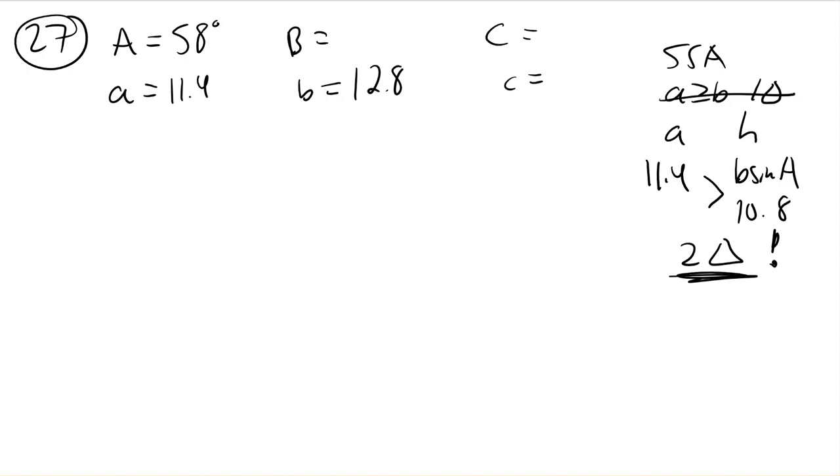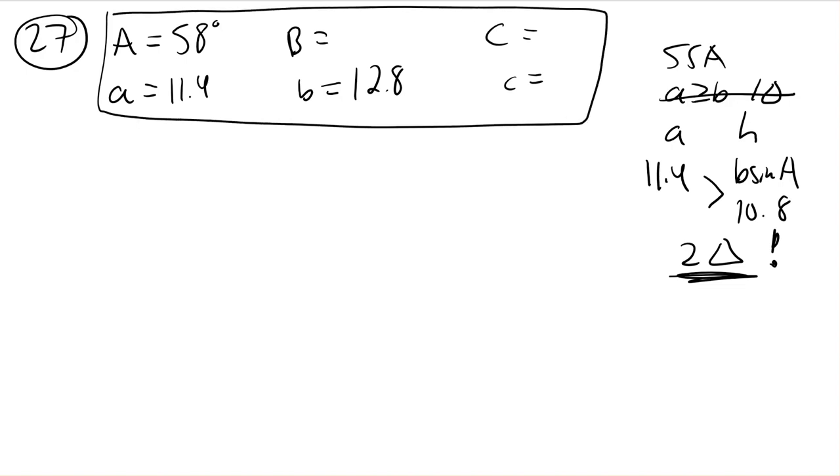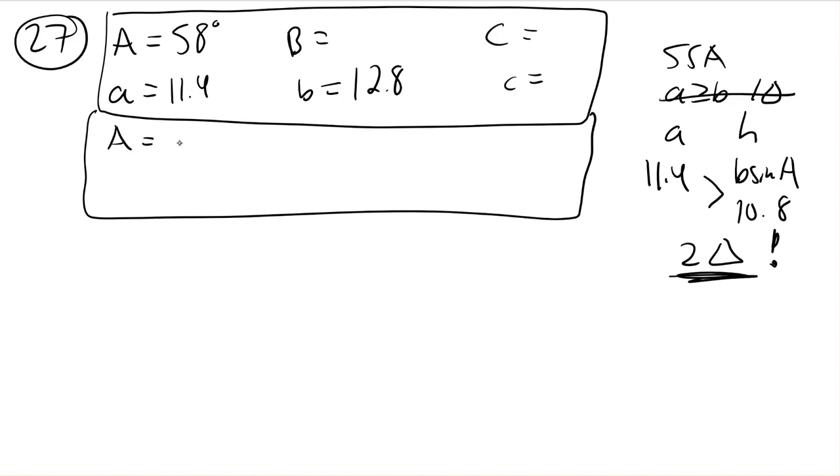Two triangles. That's significant for us because there's one set of answers, but there's also a second possibility that has that for angle A, that for side A, and that for side B. And again, if you don't think about those things ahead of time, then you have no idea to even look for a second set of answers.